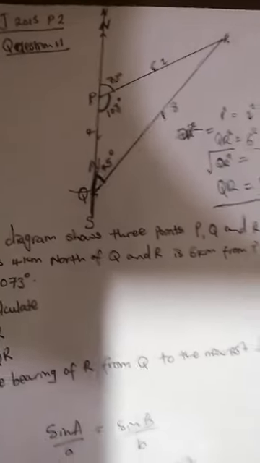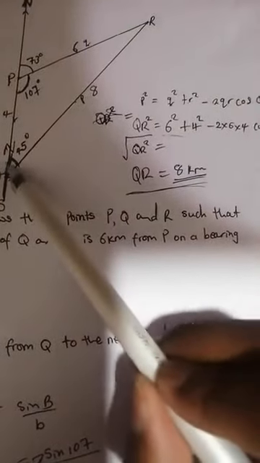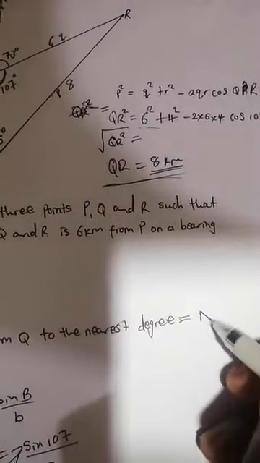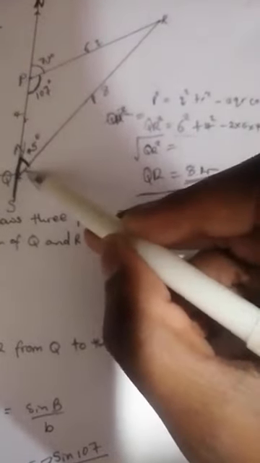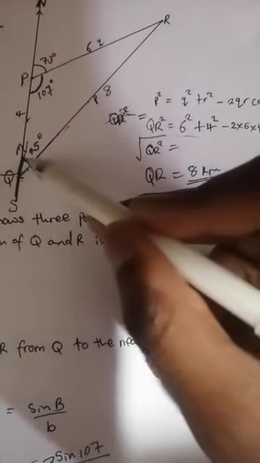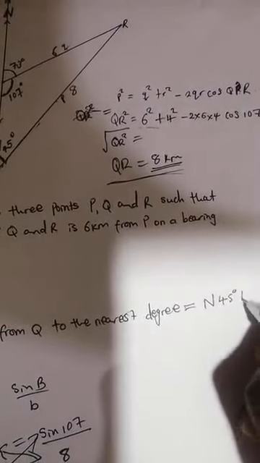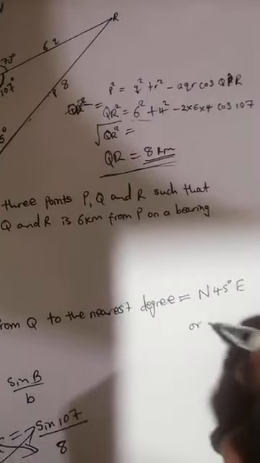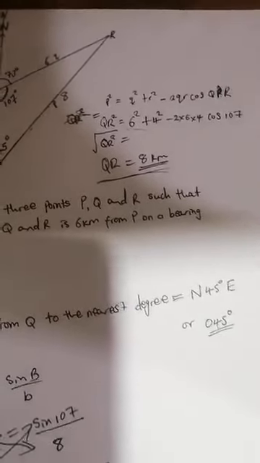So this question, to move from Q to R, it's north 45 degrees east, or just 045 degrees. This way, we are done.